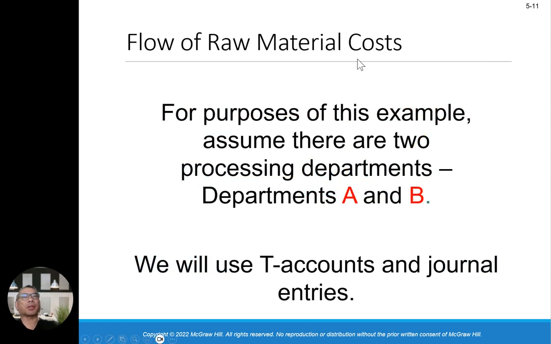Flow of raw material costs. For the purpose of the example, assume there are two processing departments. Excuse me. For example, department A and department B. In the case of samosa, one is mixing the ingredients to create the dough, and the other one is cooking. Okay, we will use the accounting journal entries.